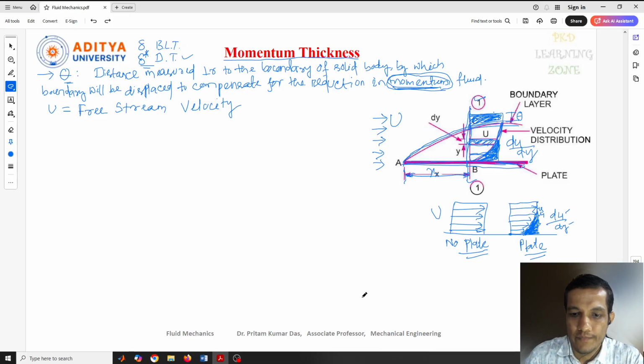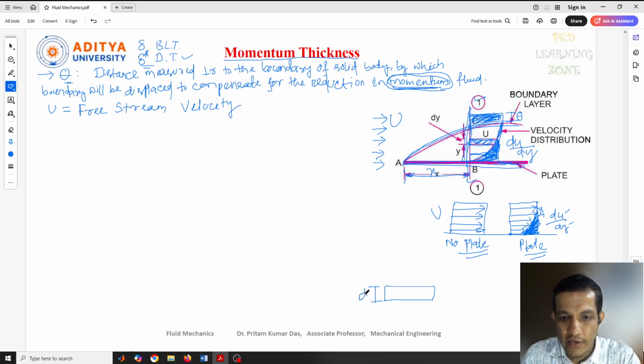Let's draw here. So this is the small elemental strip that we have considered in this diagram. If I draw it here, it is situated at a distance of y from the solid plate, from here to here, and the thickness is dy. So the thickness of the strip is dy.